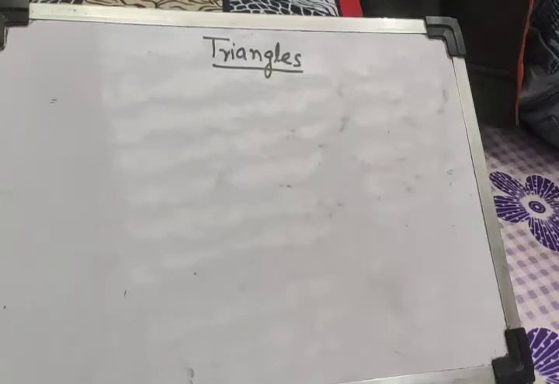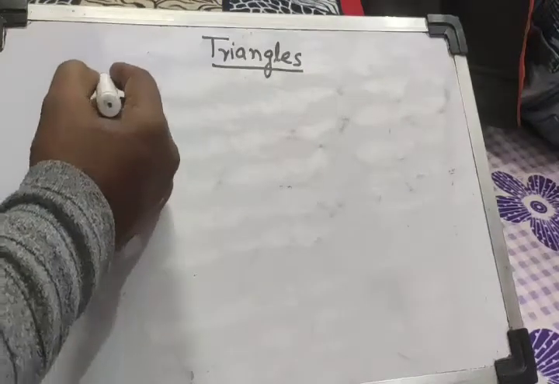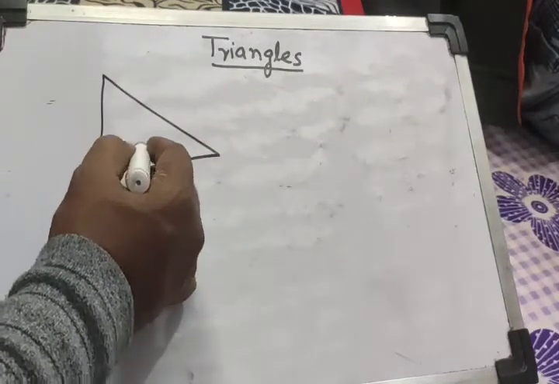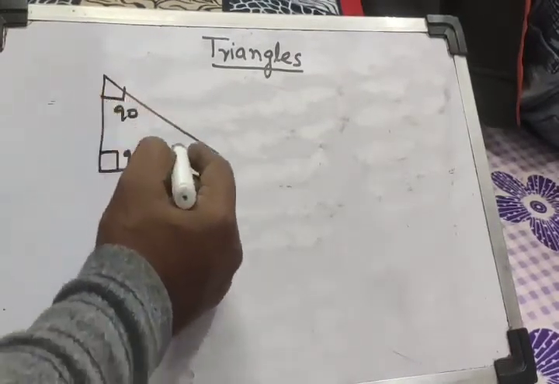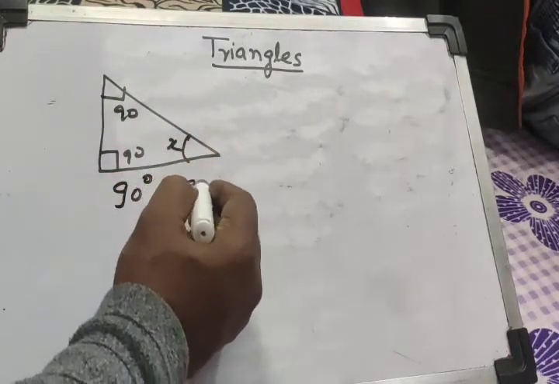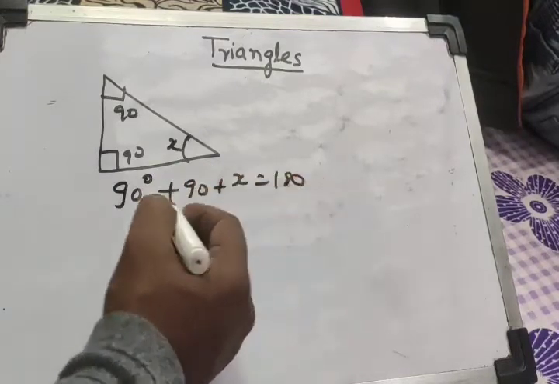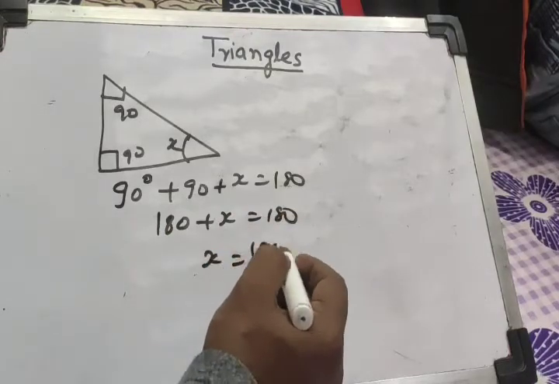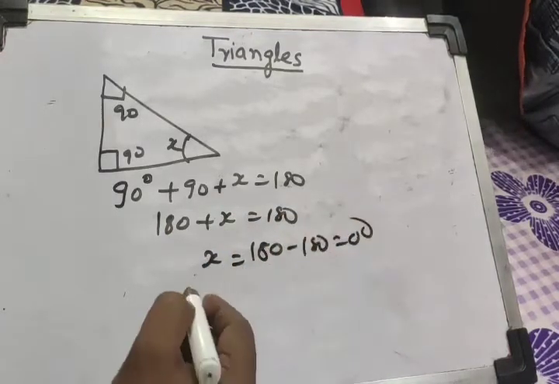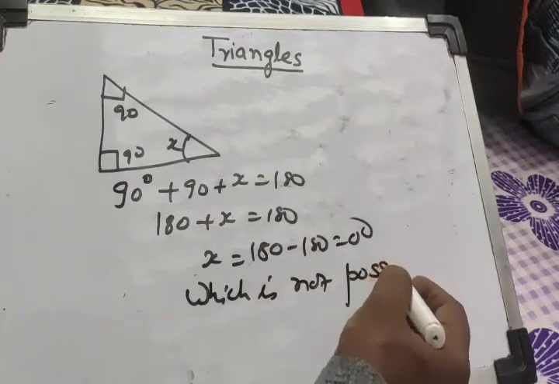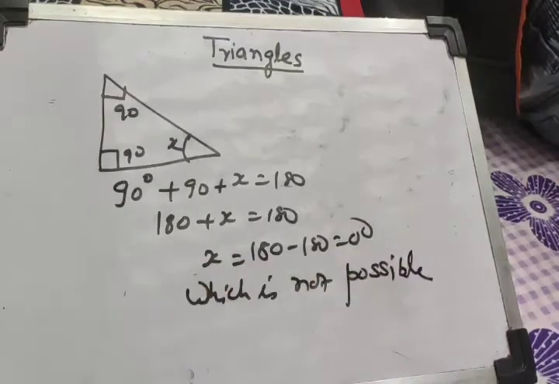Next property we are discussing. The next property of a triangle is, a triangle cannot have two right angles. Consider two angles are right angles. This is 90 degrees and this is 90 degrees, and this angle is x. As per the angle sum property of a triangle, 90 plus 90 plus x is equal to 180. So 180 plus x is equal to 180. So x will come out as 180 minus 180, that is equal to 0, which is not possible. So a triangle cannot have more than one right angle.